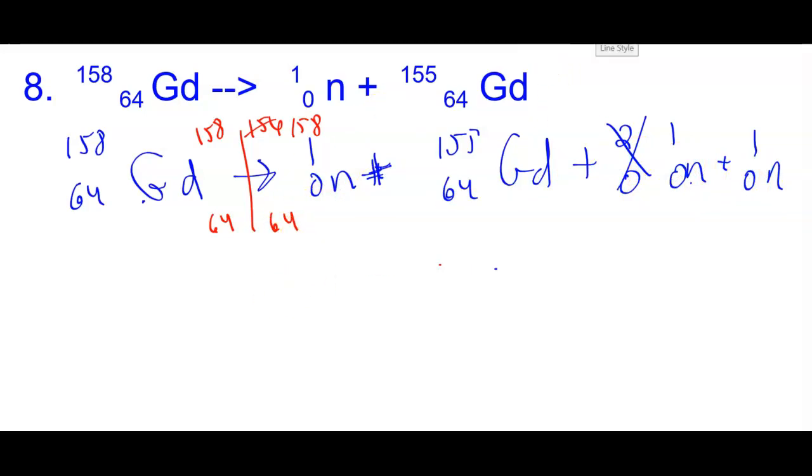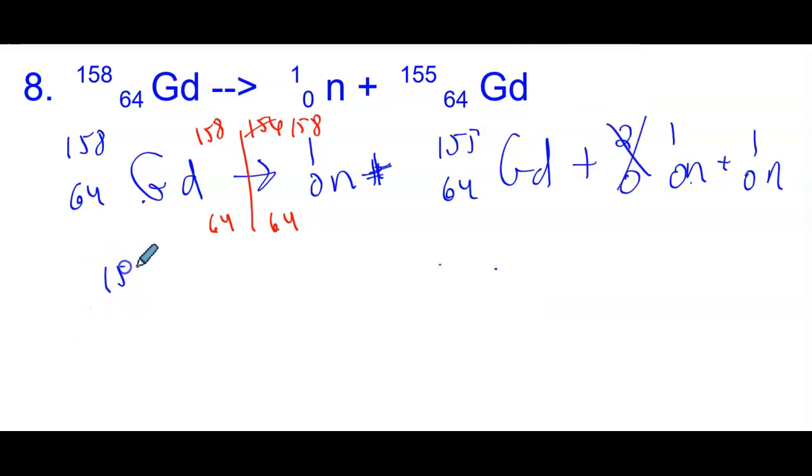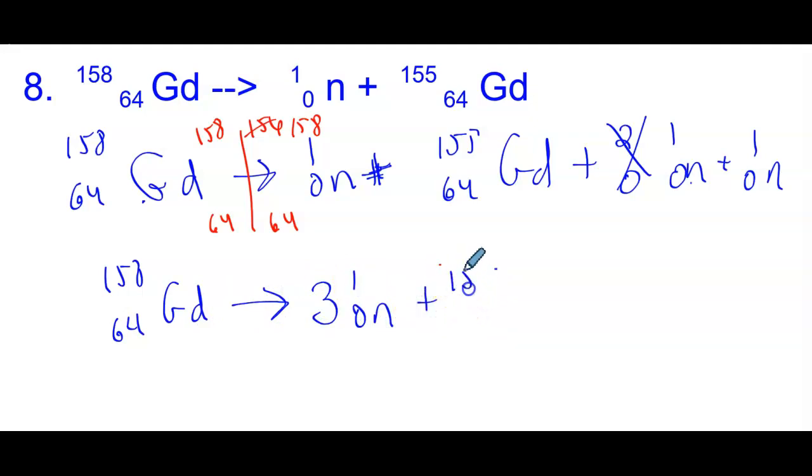Now, you can clean this up and write this properly as such. And I don't really care which way you leave it. Unless I ask you specifically, you can leave it like it is up above. This would be 3 1,0n, 3 neutron particles, or 155,64 Gd.